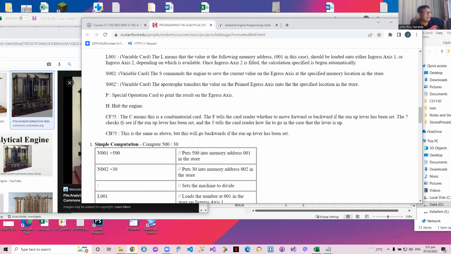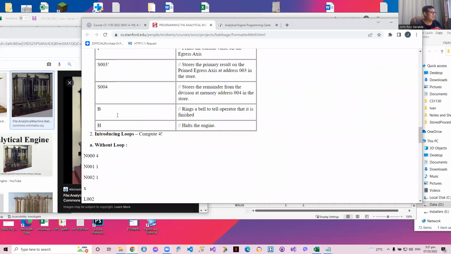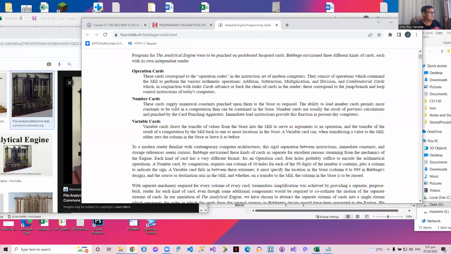What's a run-up lever? It's like a toggle switch. The run-up lever will be set to true if the last operation results in a negative value. Okay? It will be 0 if the last operation is 0 or positive. Okay? So there's another, the programming cards. Okay?